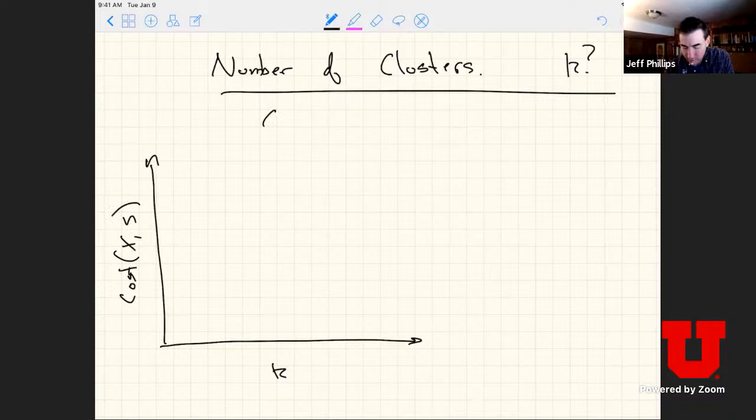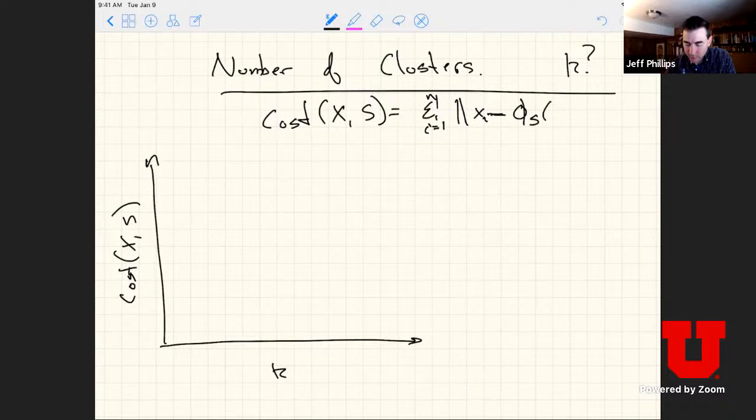Remember, the cost function that we're trying to minimize is the sum from i equals 1 to n of the squared distance between xi and phi of s xi. So what's going to happen to this cost function as I increase k? I can run this algorithm with k equals 1, which we know is just taking the mean of the set of points, and I can measure this cost function. I'm going to have some value here. And then I run it with k equals 2, and maybe I get a different value like this.